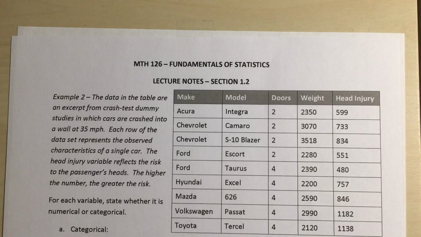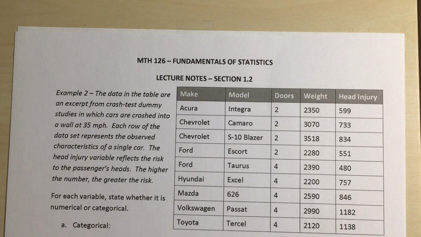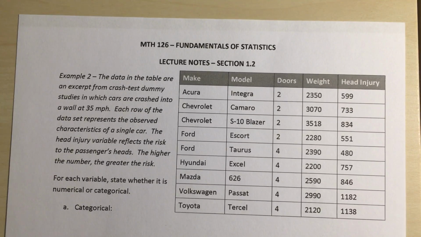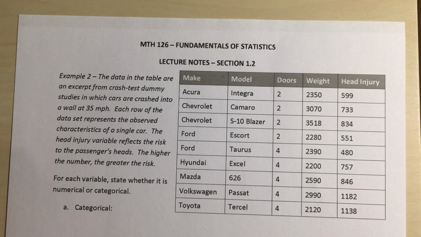Right, in the next couple of examples, we're going to go through and talk about these different types of variables. So we're going to start with example 2. The data in this table here are an excerpt from a crash test dummy study in which cars are crashed into a wall at 35 miles per hour. Each row of the data set represents the observed characteristics of a single car. The head injury variable reflects the risk to the passengers' heads. The higher the number, the greater the risk. So for each variable, state whether it is numerical or categorical.